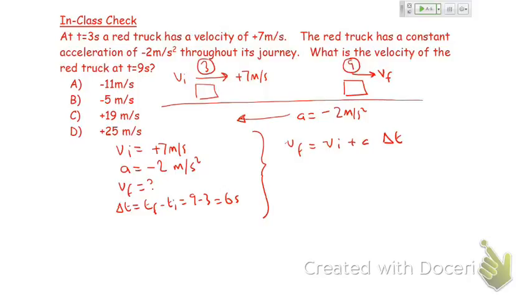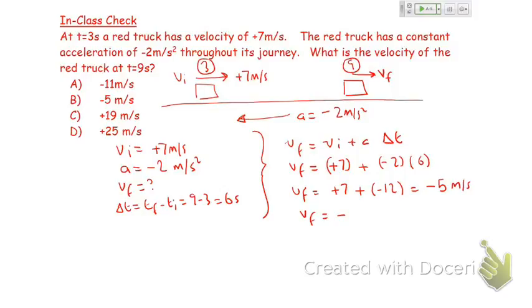Shove your numbers in. Vf is what I want. Vi is plus 7. A is minus 2. Delta T is 6. Vf is equal to plus 7 plus minus 12, which equals minus 5, I guess, yeah? Meters per second. So Vf is equal to minus 5 meters per second. So there's my answer.